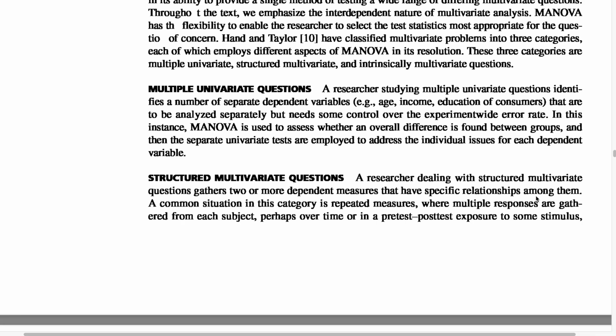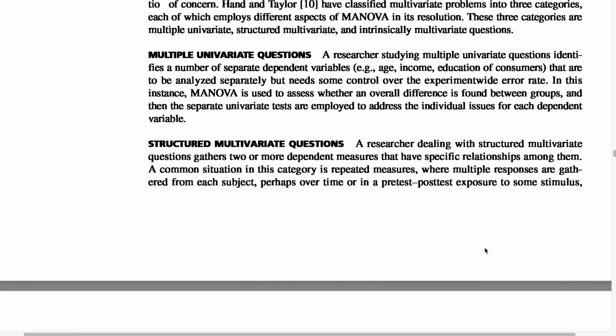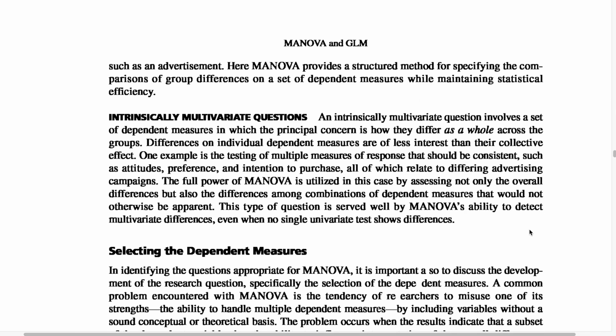Structured multivariate questions. A researcher dealing with structured multivariate questions has two or more dependent measures that have a specified relationship among them. A common situation in this category is repeated measures, where multiple responses are gathered from each subject, perhaps over time or in a pre-test post-test exposure to some stimulus such as an advertisement. Here MANOVA provides a structural method for specifying comparison of group differences on a set of dependent measurements while maintaining statistical efficiency.